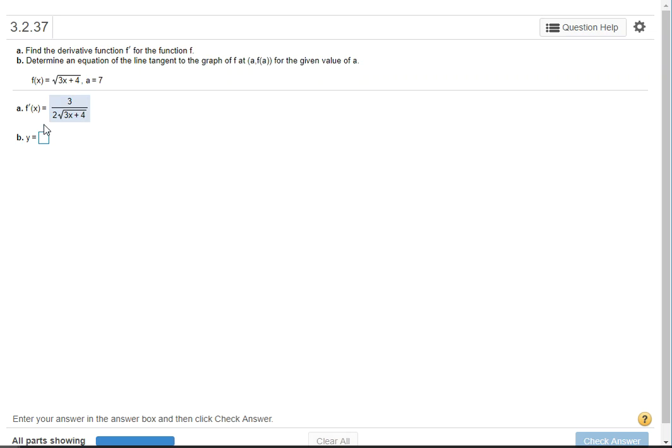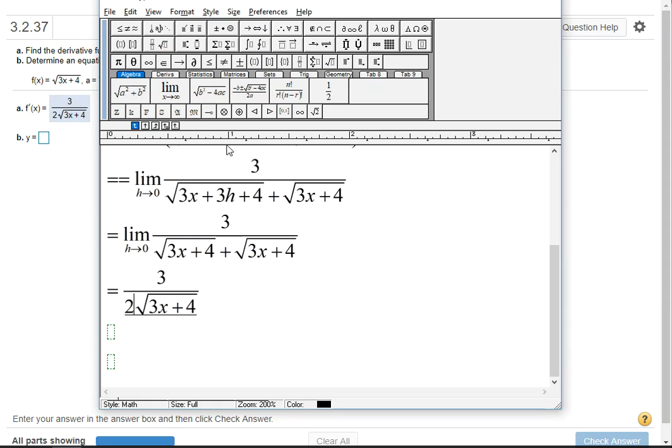We want to find the tangent line, determine the equation of the tangent line at the a value of 7. Okay? So first of all, this is the equation for the derivative. I'm going to put the f prime back up there so we can see it. That is the equation for the derivative. So now I want to evaluate f prime at 7. Okay, so that's my derivative's equation.